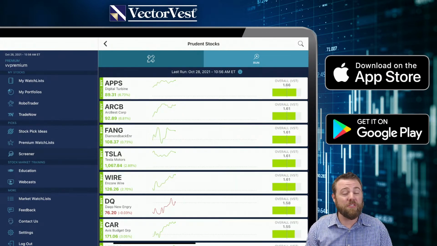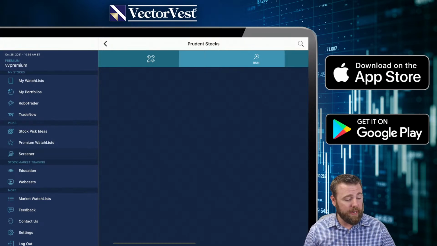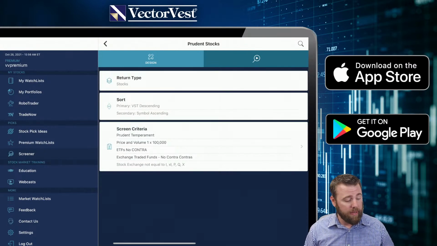All right. So starting off with Prudent stocks. If you want to take a look at what a Prudent stock is, we can see the criteria from the upper left, and it tells us the screening criteria: prudent temperament, price and volume, 100,000 by 100 or 1 by 100,000. So price greater than $1, volume greater than 100,000, no contra ETFs, and really looking for stocks with an RV and an RS greater than 1. But we'll talk about those indicators in just a second and what they mean for you.